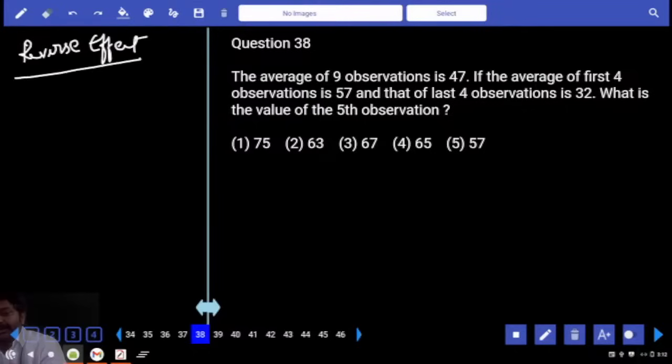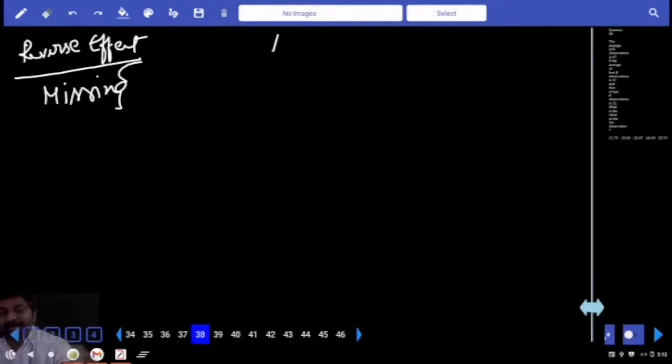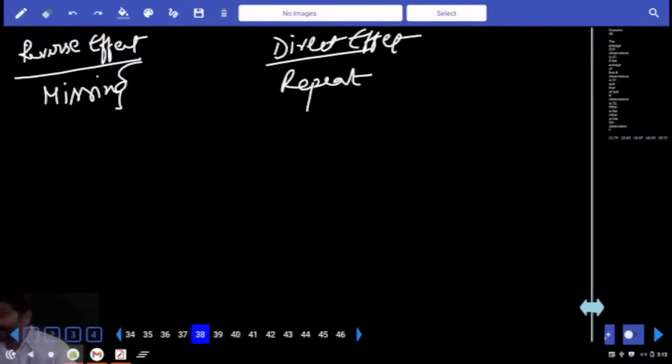If it is number missing case, it is reverse effect. If it is number repeat case, let me write it here. If it is number repeat, it is direct effect. I'll explain what is reverse effect and what is direct effect.